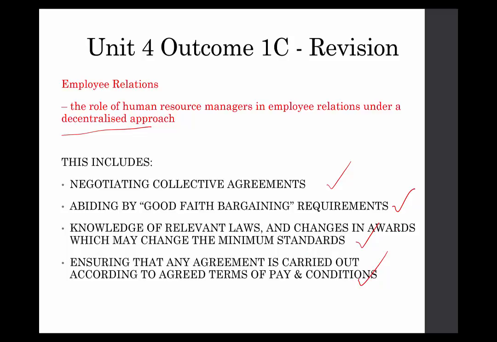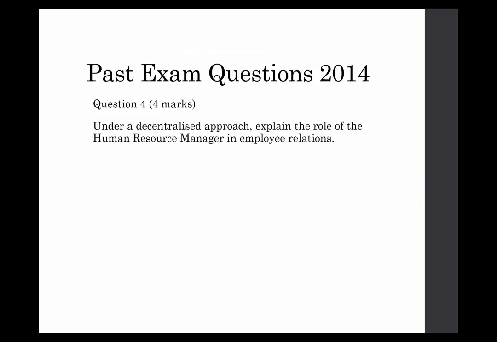Now, to this end, this question has been asked in past exams. So if we look at last year's exam, it's got a question here: under a decentralised approach, explain the role of the HR manager in employee relations. Now, here I would talk about 2 roles that they carry out, so 1 and 2, and I would talk about, okay, it's their role to negotiate an enterprise bargaining agreement, an EBA. Here you need to talk about good faith bargaining, yeah?